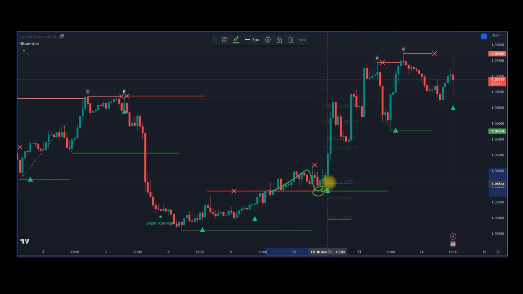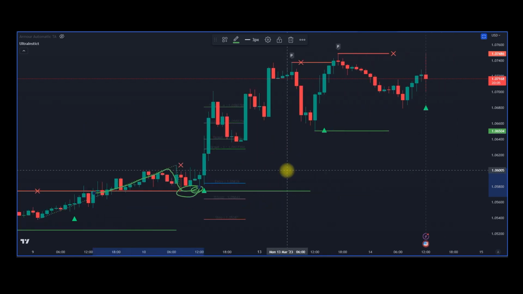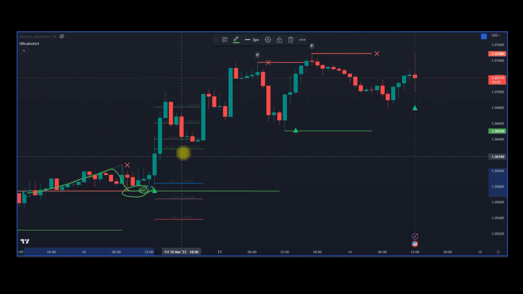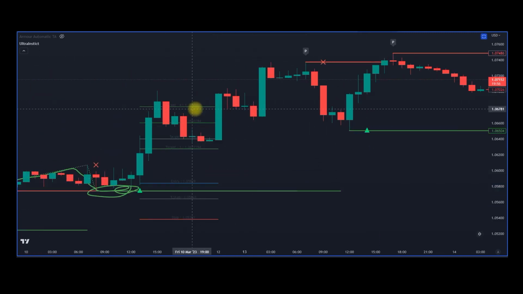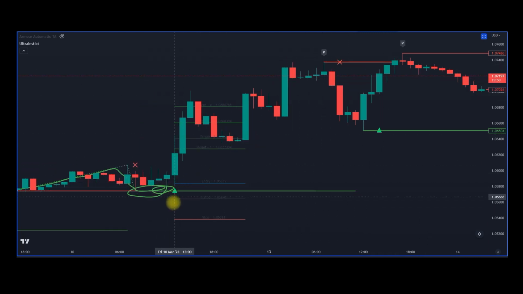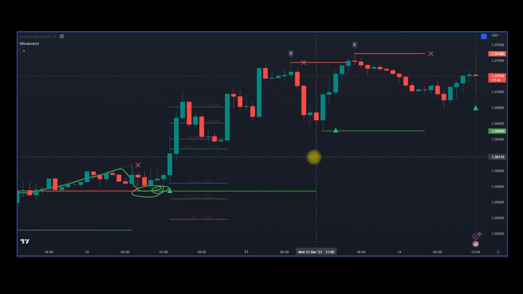Then we got an entry signal right here at the price of 1.05839, and then boom, pump all the way, all the targets hit. Look at the targets, target 1, target 2, 3, 4. All targets hit, right? And then price drops, and then continues going up, because there is still a green triangle. See, easy to use.